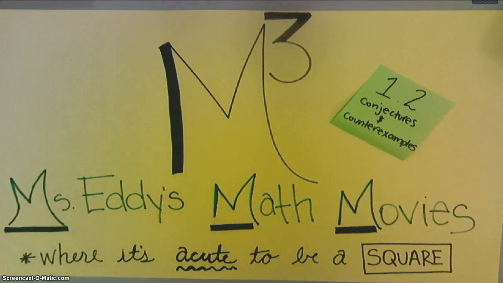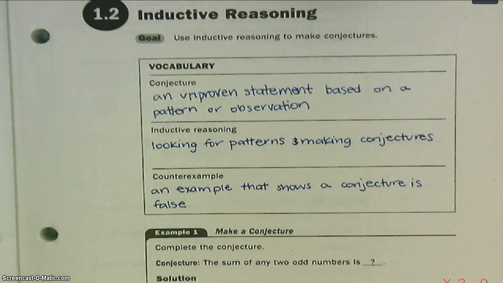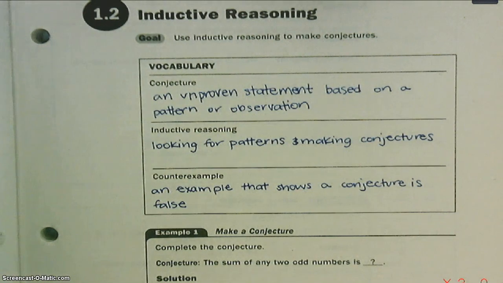Today we're talking about section 1.2, which is conjectures and counterexamples. First, we're going to start with some important vocabulary. A conjecture is an unproven statement based on a pattern or observation. It's kind of like an educated guess, which you do a lot in science.